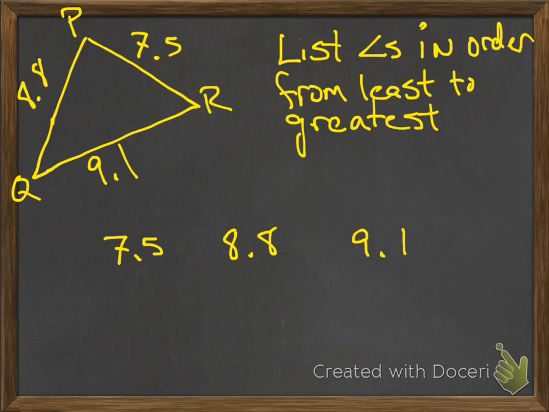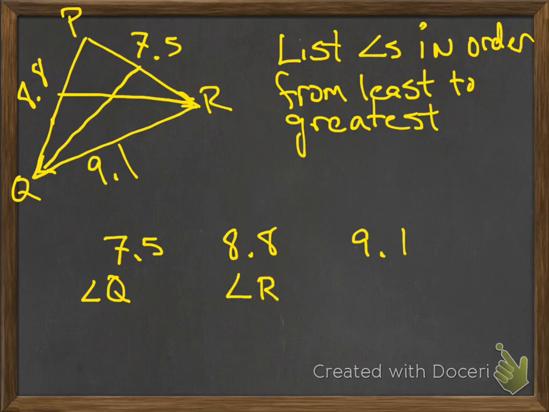Now, what angles correspond to that? The 7.5, which is shortest, goes to angle Q. Remember, it's always opposite side to opposite angle. So angle Q is my smallest angle. The one in the middle, 8.8, corresponds to angle R. And finally, the 9.1 corresponds to angle P. So there you go, just like that.